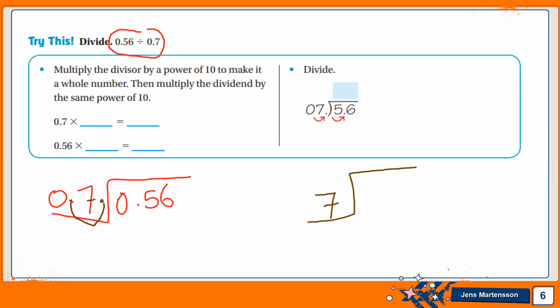Then here the decimal point in the divisor, in the dividend. Since I moved the decimal point in the divisor 1 digit, how many digits should I move it in the dividend? 1 digit. So the decimal point now will be here. So 5.6. Then we will continue as we talked in the previous lesson.